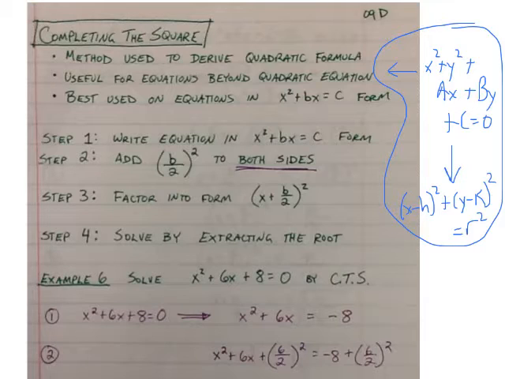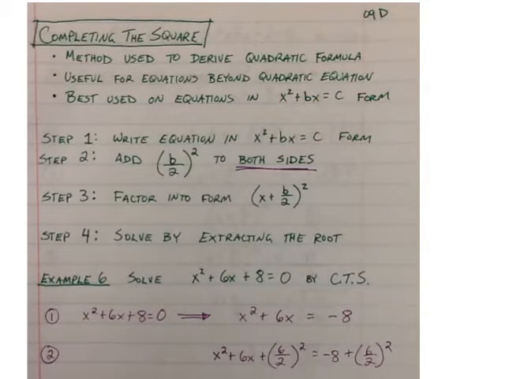And oftentimes we have equations which are close to that, and it wouldn't be too difficult to manipulate them so they are that. The process says in step 1 you want to write the equation into that form, and then in step 2 we add (b/2)^2 to both sides, and then it factors. If we do that, we can factor it into the form of (x + b/2)^2, and that's going to equal the other half, which would have been c + (b/2)^2. And then from there we can solve by extracting the root.